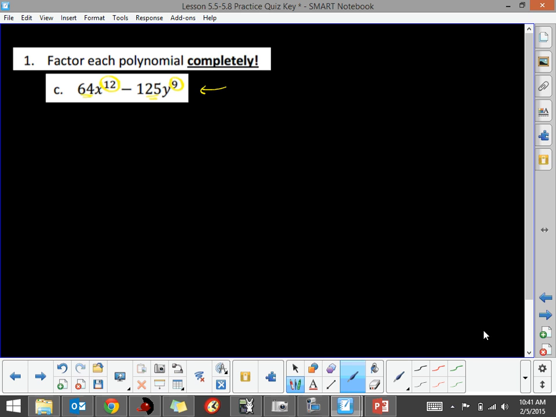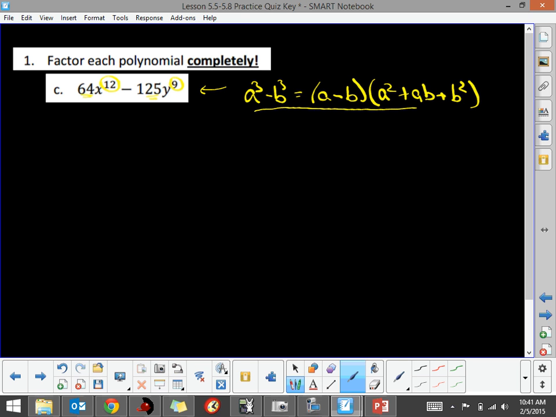So the factorization pattern of the difference of two cubes is very similar to the factorization pattern of the sum of two cubes. You take the cube root of the first thing minus the cube root of the second thing, then you multiply it times the square of the first thing plus, the signs are always opposite, the first thing times the second thing plus the second thing squared, which is b squared. So this is the pattern that we're going to try to emulate.